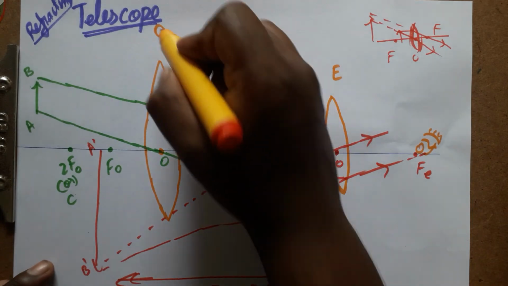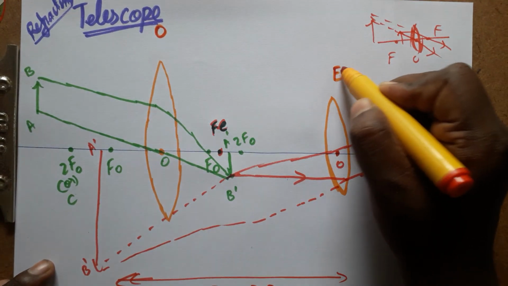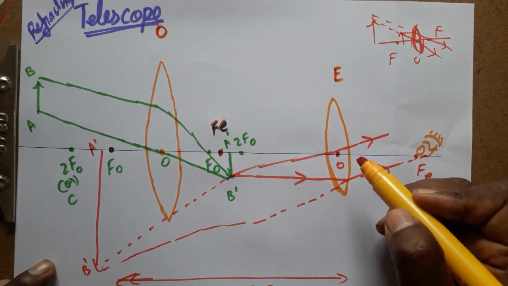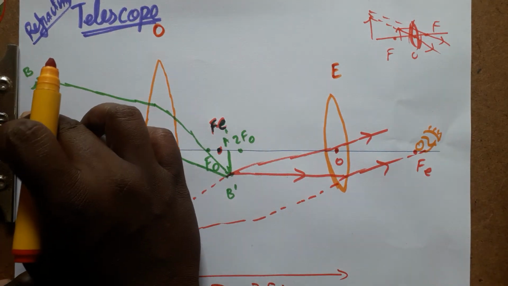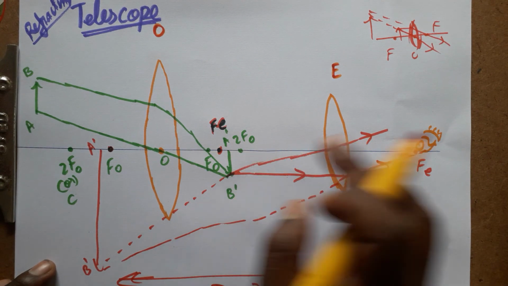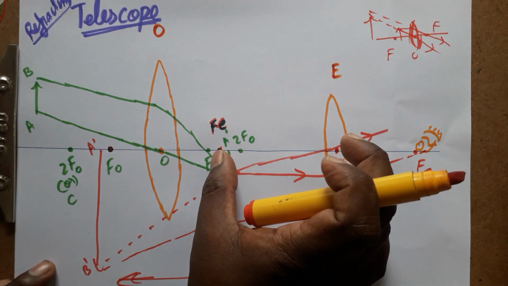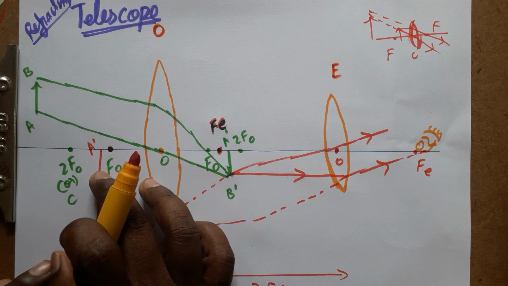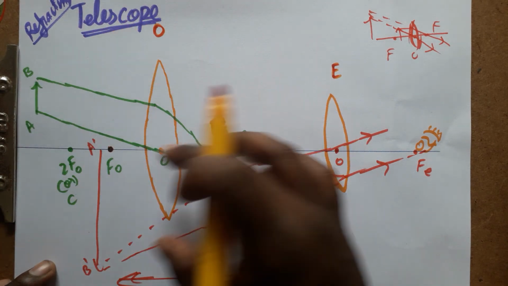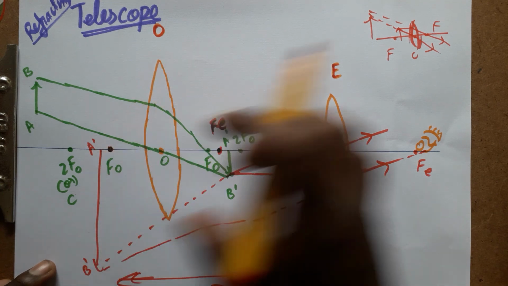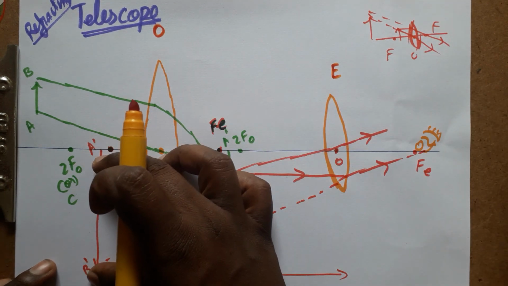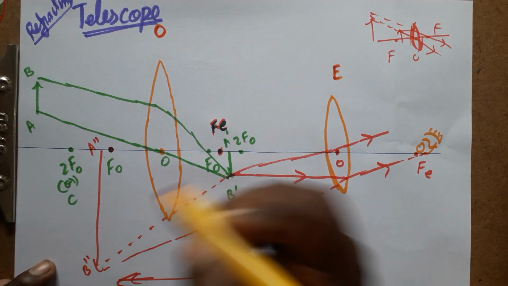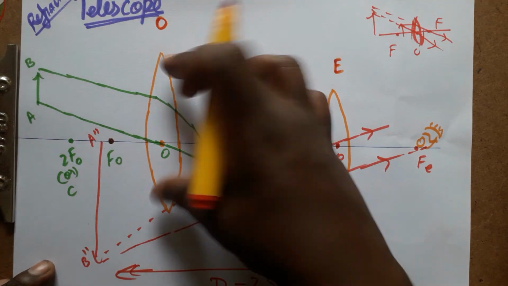Now, O is the objective lens, E is the eye lens. FO is the focal length of the objective lens, FE is the focal length of the eye lens. Here the object is placed behind 2F, and the image is formed in between F and 2F. In the second case the object is placed in between F and O, and the image will be virtual and erect. The final image characteristics: it's inverted, it's a virtual image, and also it is magnified. I have taken the final image as A double dash B double dash, and the image formed by the objective lens I have taken as A dash B dash.